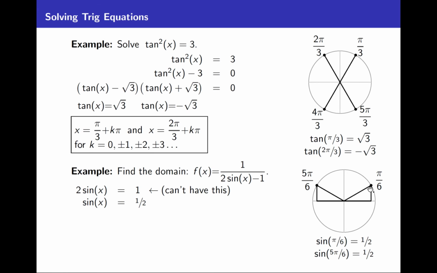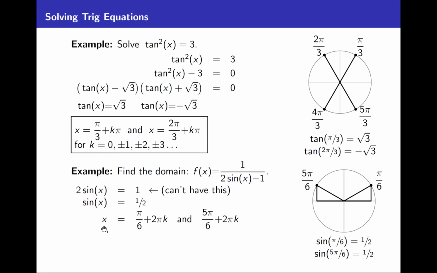Now looking at the unit circle, you can see that a radian measure at this point or a radian measure at this point is going to have sine equal to 1/2. But for any other point on the unit circle, sine is not 1/2. And of course, you could add 2 pi k units to this point or to this point, and you're back where you started. And sine of that's going to be 1/2.